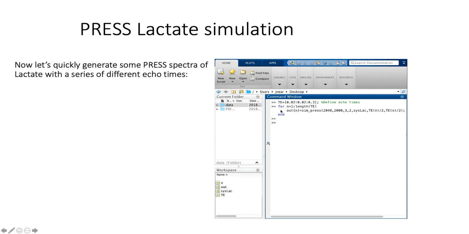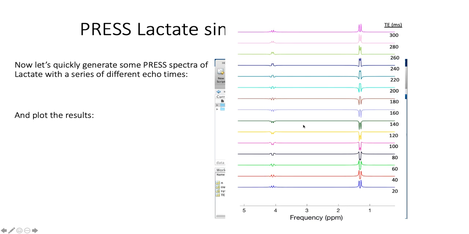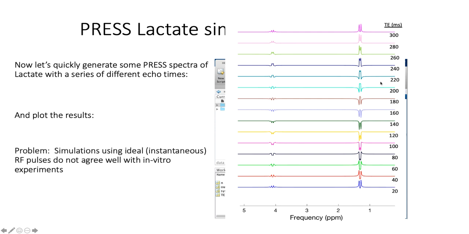And I'm putting my outputs as a cell array, so each different echo time appears as a different element of the cell. Because the op_plotspec function accepts a cell array of structures, we can plot them all at the same time using op_plotspec. And what you can see is the lactate spectrum using the PRESS sequence for echo times ranging all the way from 20 to 300 milliseconds.